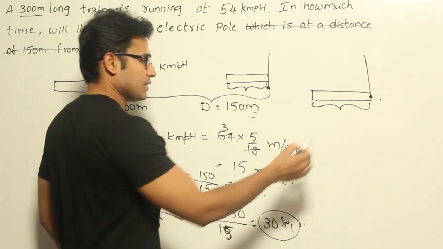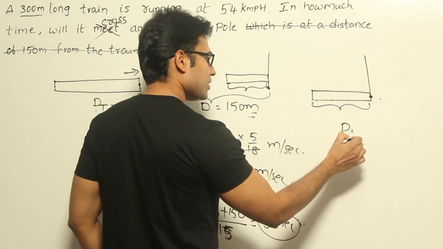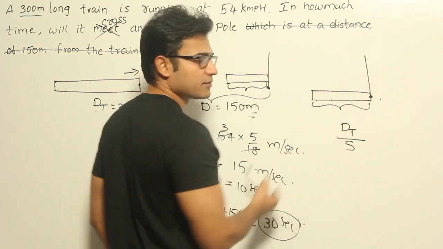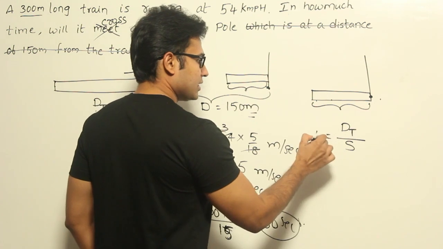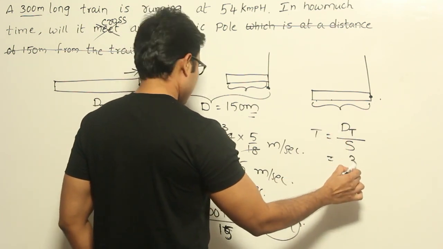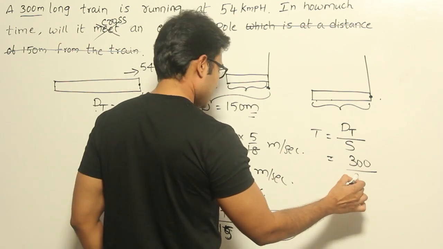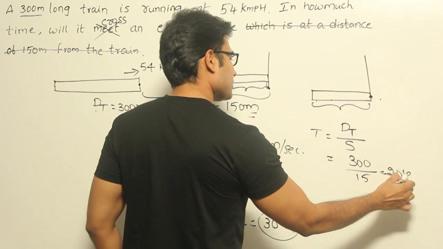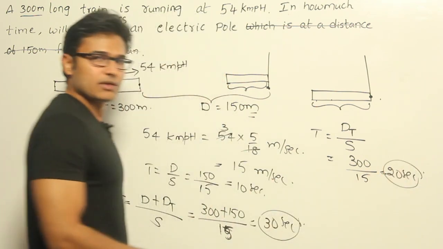Right, so in this case, simply you can say that the time taken will be equal to the length of the train divided by the speed of the train. So this is the time taken. Now what is this in that case? The length of the train is given as 300 meters and the speed is 15 meters per second, therefore it is going to be 20 seconds. Got it? So there are three models.